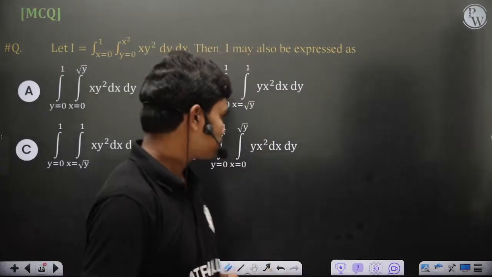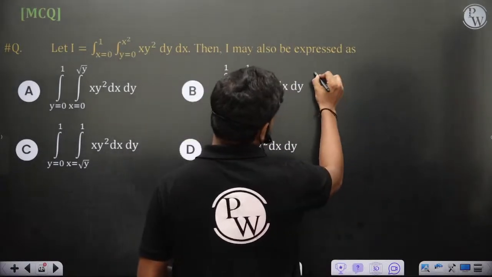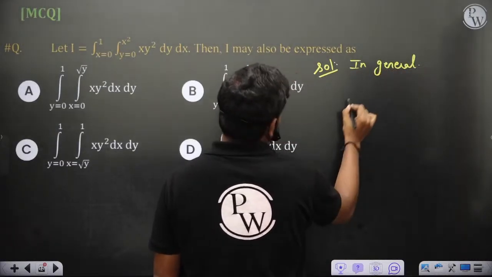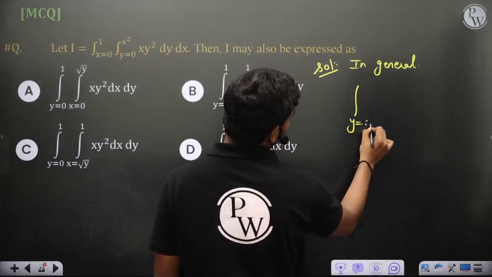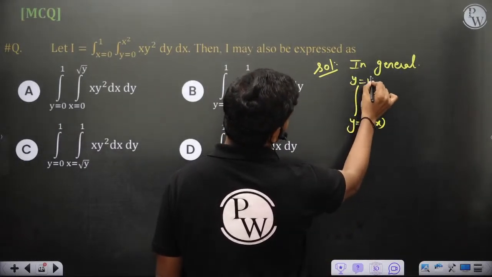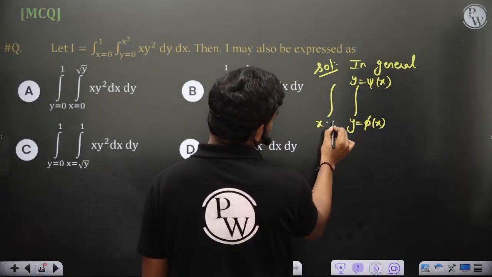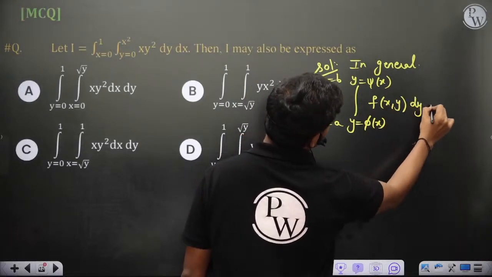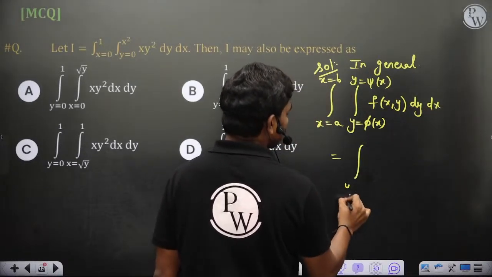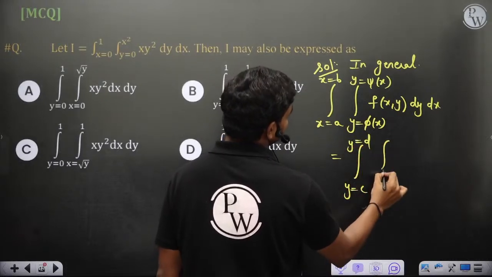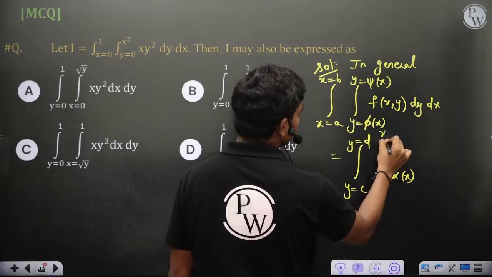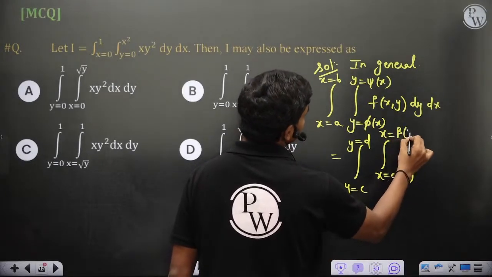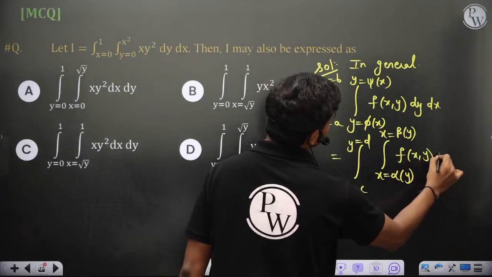So let's see. When you do the transformation in general, if you have y is equal to some phi of x to psi of x, and x is equal to a to b, let's say you have the function f of x comma y dy dx, this is equal to the integral y is equal to c to d, integral x is equal to alpha of y to beta of y, f of x comma y dx dy. This is what you write.